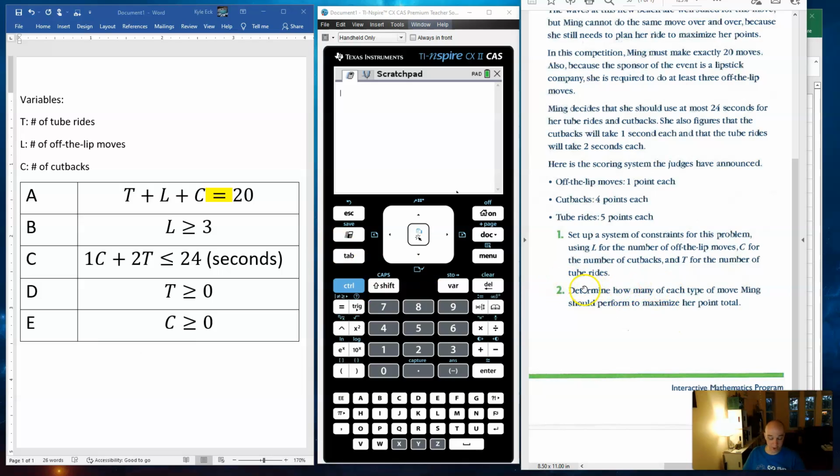Now, we need to determine how many of each type of move Ming should make, and to do that, we are going to go into a table and start using our calculator. Before that, I realize my variables are kind of out of order of the way the book is specified, so I'm going to take a second and reorder my variables to be in that L, C, and T order, which is probably what most of you had when you did this in class. Okay, those have been reorganized in L, C, T order.